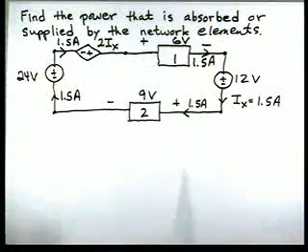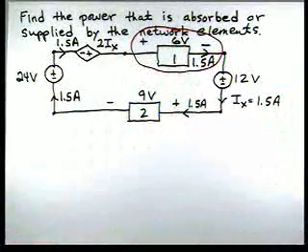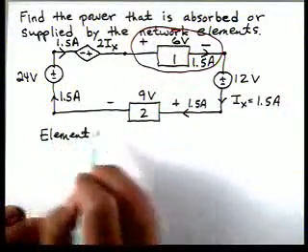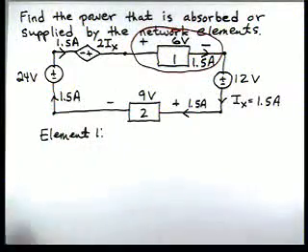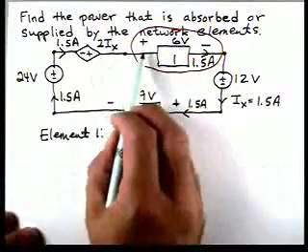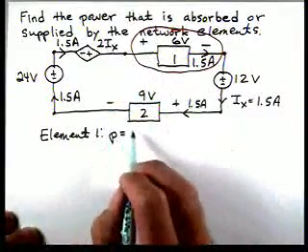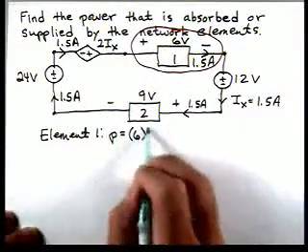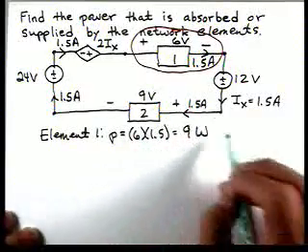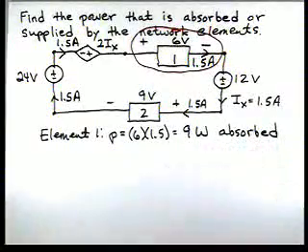Let's first start off with element number 1. And if we look at element number 1, we note that the current is 1.5 amps entering the plus, coming out the minus, so that does satisfy the passive sign convention. So if we take the product of V and I, we'll get the power absorbed. So for element 1, it's absorbing 9 watts.